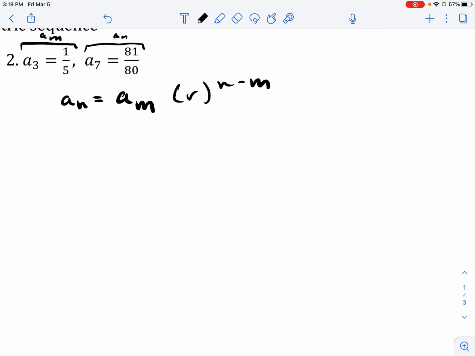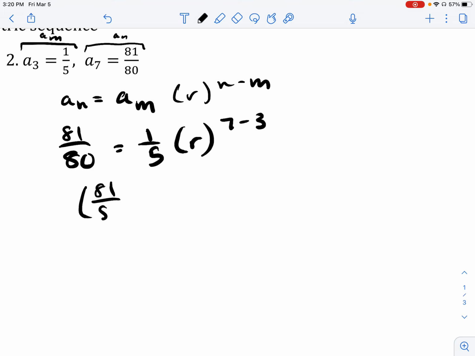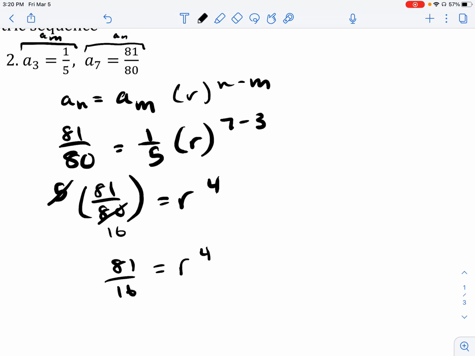And let's plug this into our nth term formula and see what we get. So we have 81 over 80 is equal to 1 over 5, and it's our common ratio that we're trying to solve for. And what is the difference in order between 3 and 7? It would be 7 minus 3. So using some basic algebra, I'm just going to multiply both sides by 5. So 81 over 80 times 5 is equal to r to the fourth. So 5 goes into 80 16 times. So r to the fourth is equal to 81 over 16. Now, if I want to solve for r, we can just go ahead and take the fourth root of each side. And then r is equal to 3 over 2.